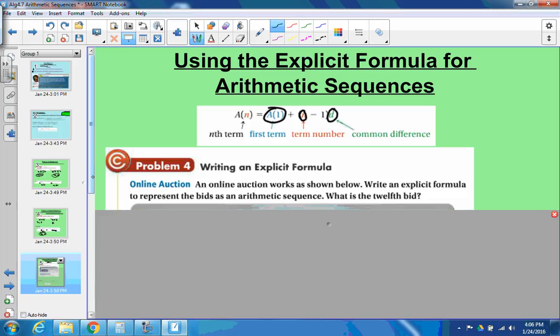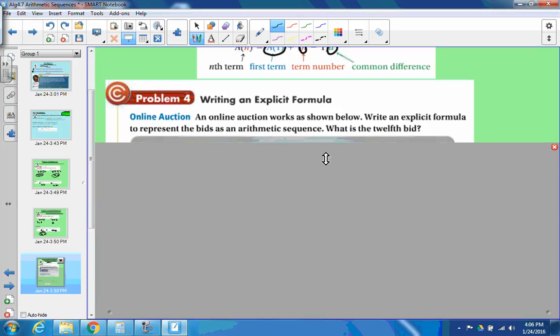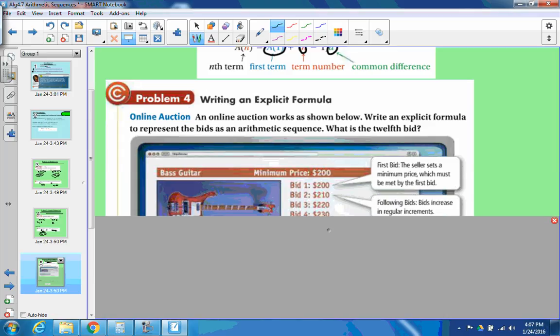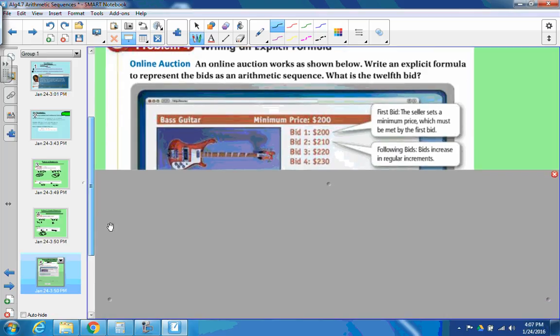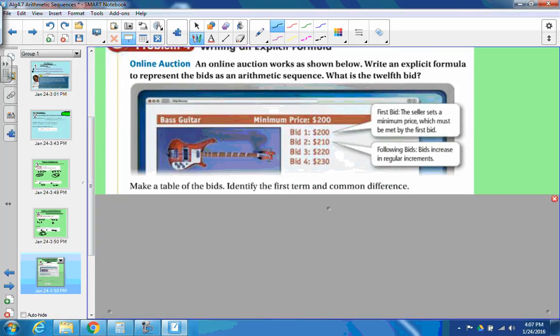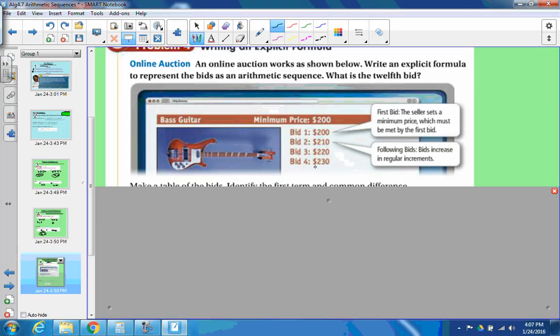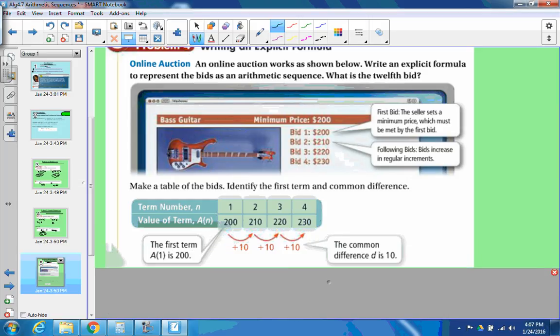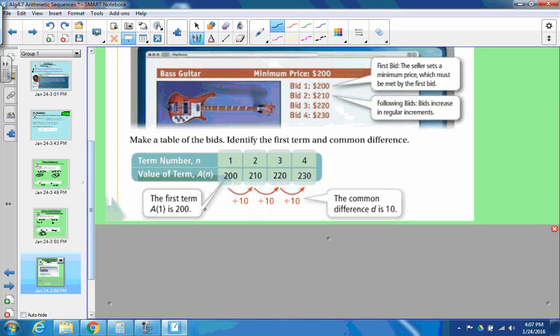So here's a real life situation. It says, an online auction works as shown below. Write an explicit formula to represent the bids as an arithmetic sequence, and then find the 12th bid. So it's a guitar. We're bidding on a guitar. The first bid was 200. The next one was 210. The next one was 220. The next one was 230. So hopefully you can tell here that it's going up by 10 each time, which means it is an arithmetic sequence.